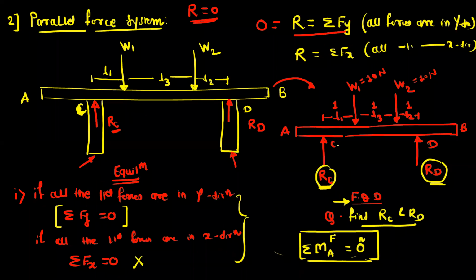So for this problem, W1 is given, W2 is given, all the distances are given, and the question is to find RC and RD. As we have two unknowns, the first condition we will use is summation Fy equal to 0. By using this condition, you will get one equation in terms of RC and RD. And the second condition you will use is the summation of moment at any point of the system. It must be 0 if the system is in a state of equilibrium. So this is your second condition.